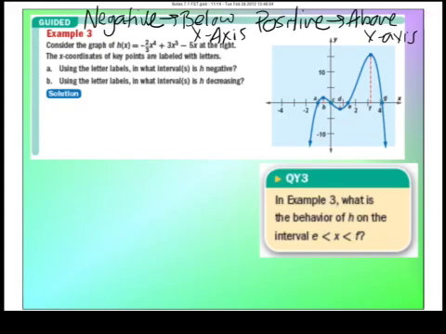Consider the graph at the right. The x coordinates are all labeled with different letters. They want us to use the letter labels and state the interval where the function is negative. Now, again, definition of negative is where it falls below the x-axis. So the graph here falls below the x-axis there, here, and here.